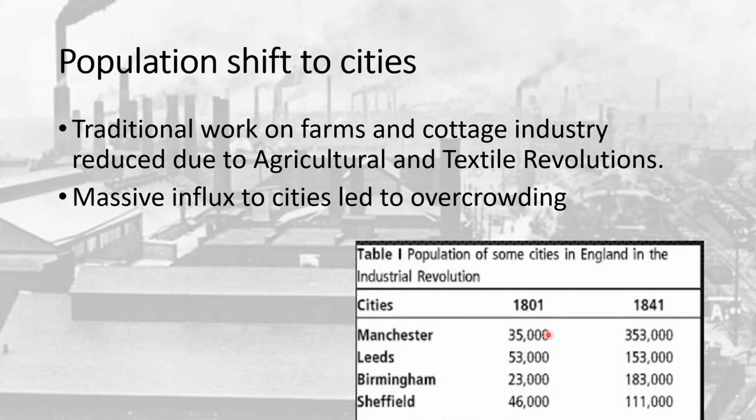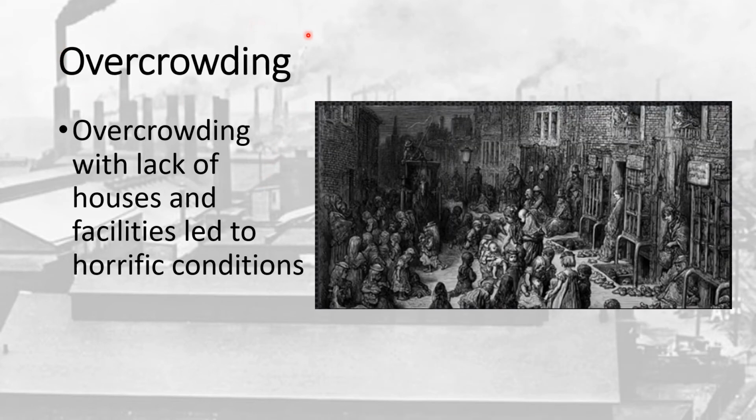And as we can see here, the giant shifts within a city like Manchester: it used to be 30,000 people who lived in there, and within 40 years an extra 310,000 people moved into the city. Now, that's a huge dramatic change in population growth, and as you probably know, there probably wasn't the infrastructure set up for them. Now, due to this overcrowding, there was a lack of housing and facilities within the cities, and it led to some horrific conditions and forms of living.